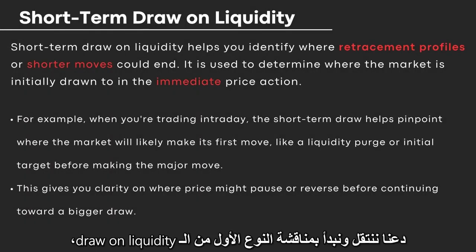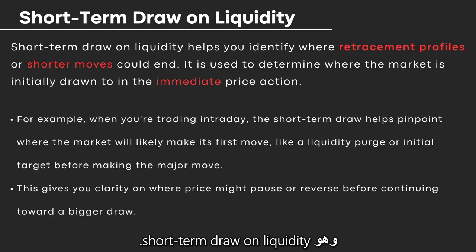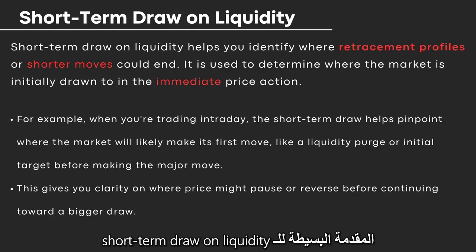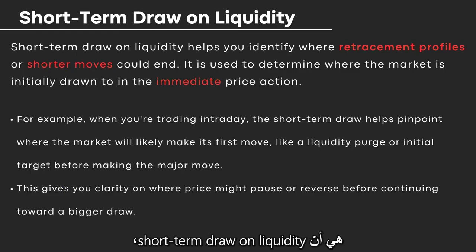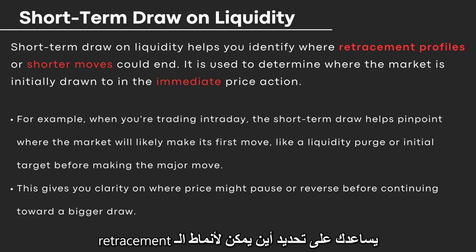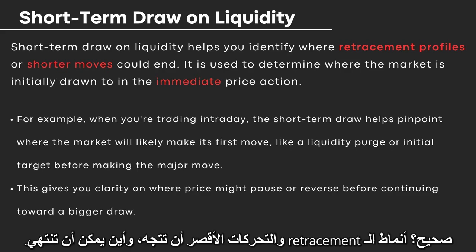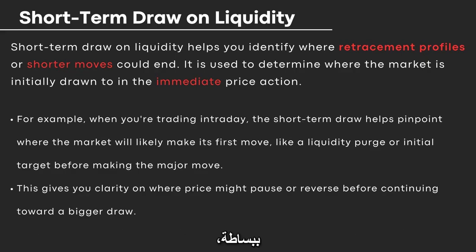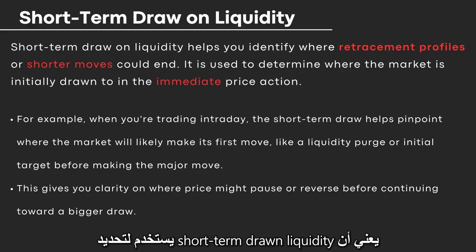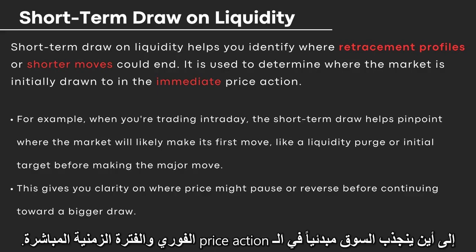Let's move on and start off by discussing the first type of drawn liquidity, which is short-term drawn liquidity. The simple introduction is that short-term drawn liquidity, or directional bias, helps you identify where retracement profiles and shorter moves could go and could potentially end. Simply meaning, short-term drawn liquidity is used to determine where the market is initially drawn to in the immediate price action and the immediate time period.